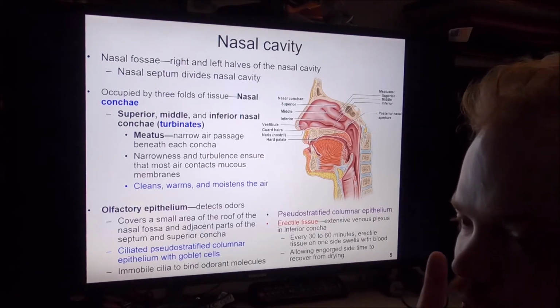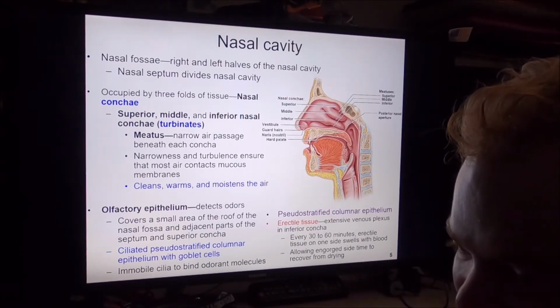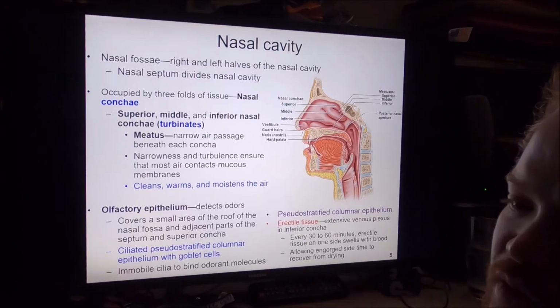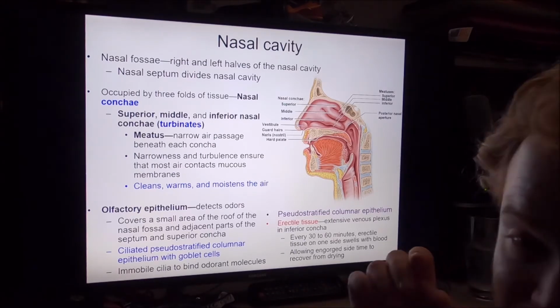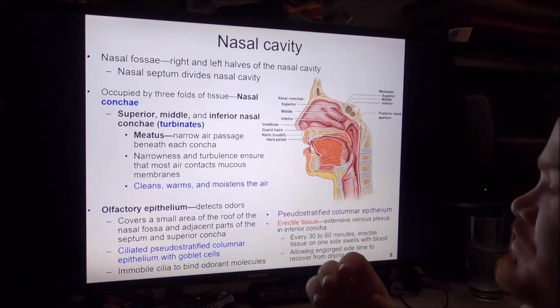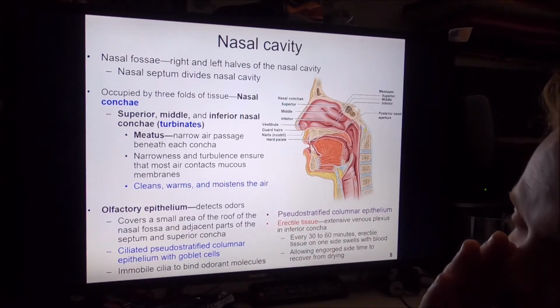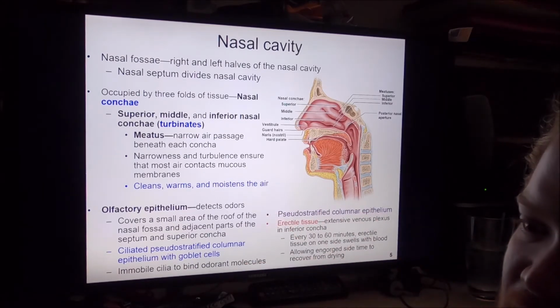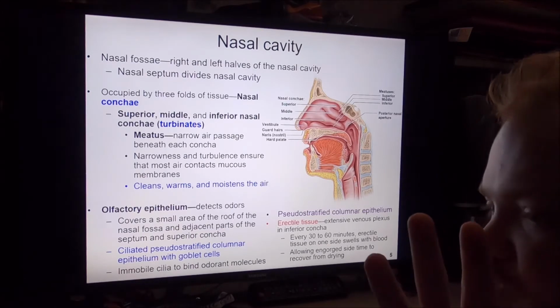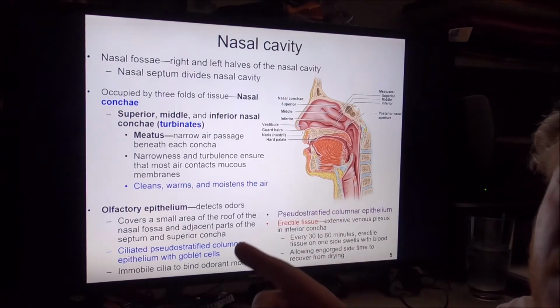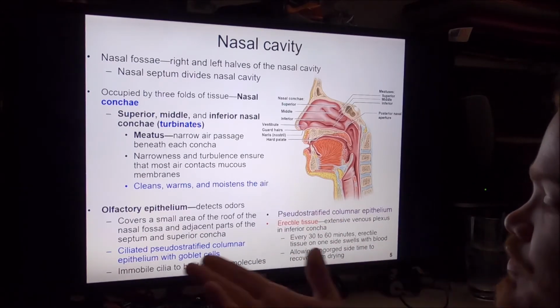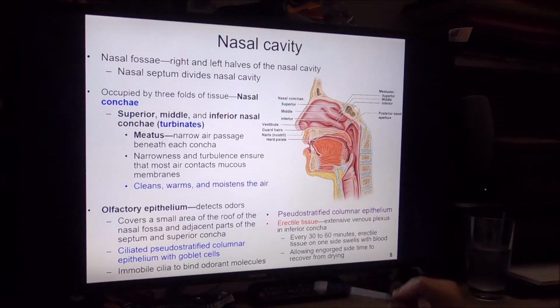What we do is we alternate sides of the nasal cavity so that we don't overly dry and thus damage our nasal epithelium. So there's erectile tissue in there that will swell up and block off part of the nose, and then it'll go back down to normal and the other side will swell up. It lets us alternate which nostril we breathe through about every 30 to 60 minutes, somewhere in that neighborhood. It's kind of a neat process.